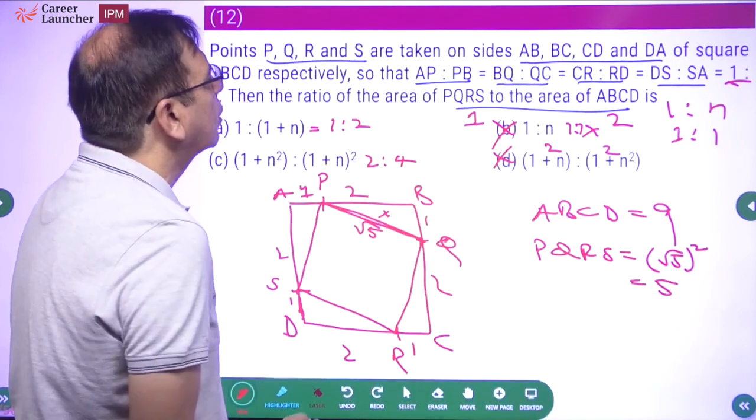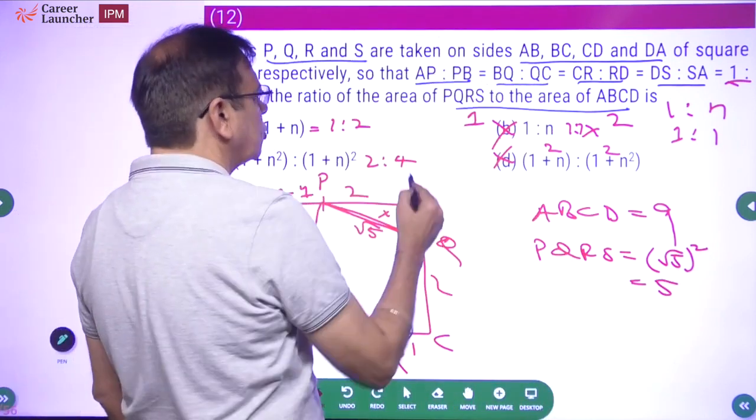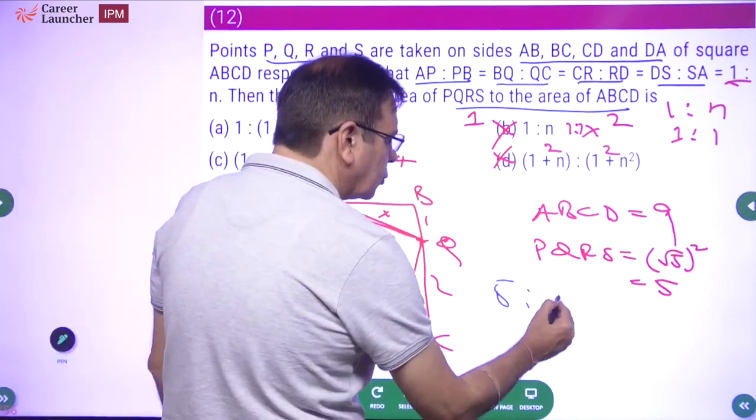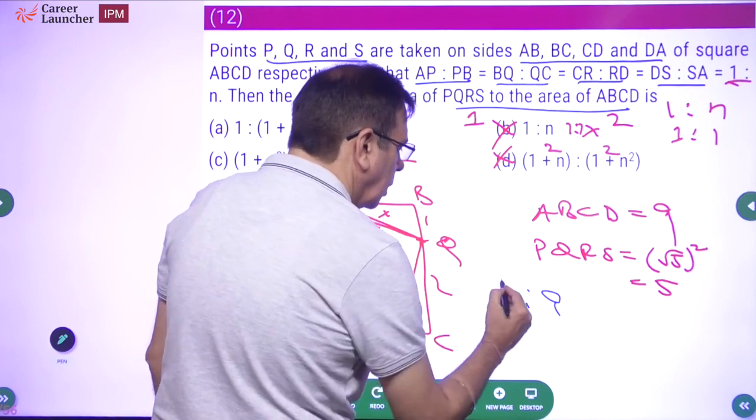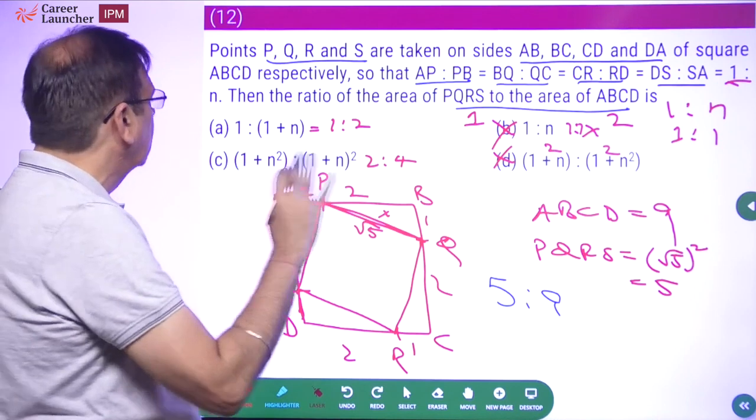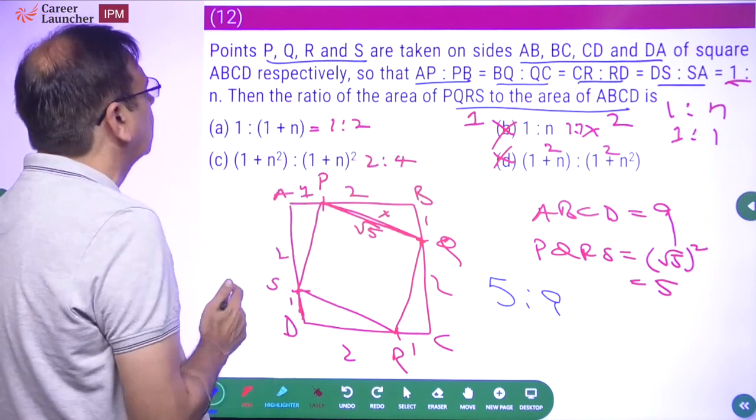So what should be my answer now? Now in the second case, my answer should be 5 is to 9. Now I am looking for a ratio which is 5 is to 9. Okay. And we have eliminated choices B and D, so we'll forget about them.